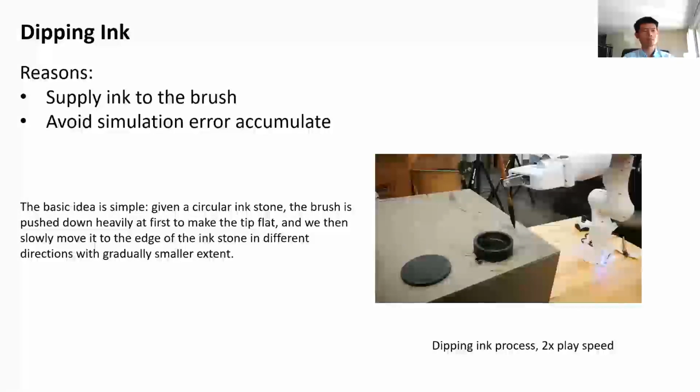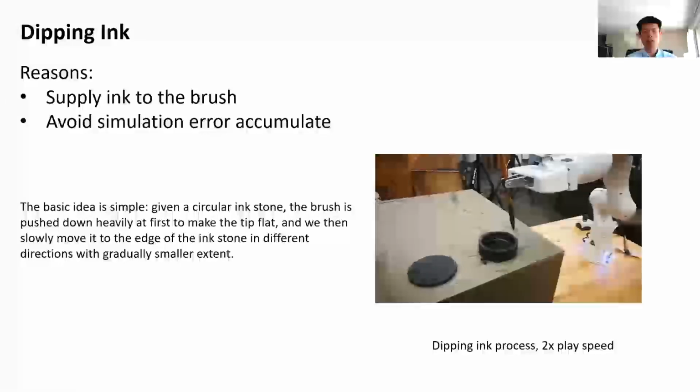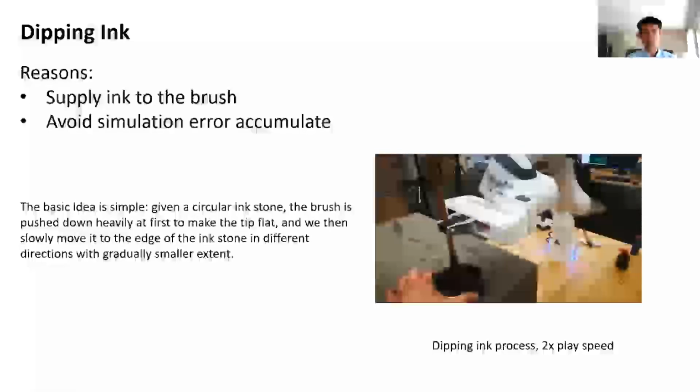Besides, we also design a program to dip ink. There are two reasons for it. At first, we need to supply ink to the brush so that it can write something down on the paper. Another reason is that we also hope to avoid the simulation error accumulating during the writing process. When the brush is dipped with ink, the brush state will also be restored to a predictable state in our program. This video shows how the ink dipping works.